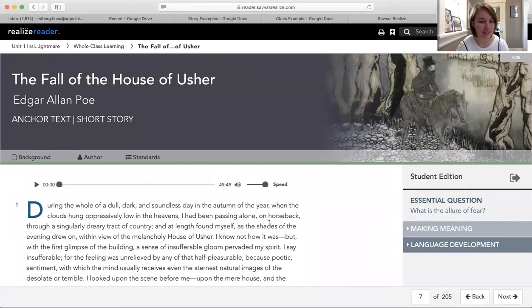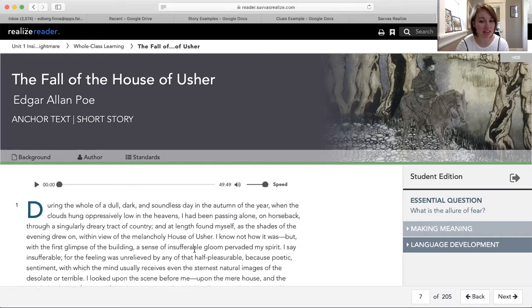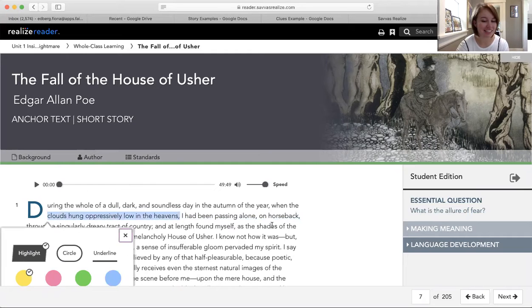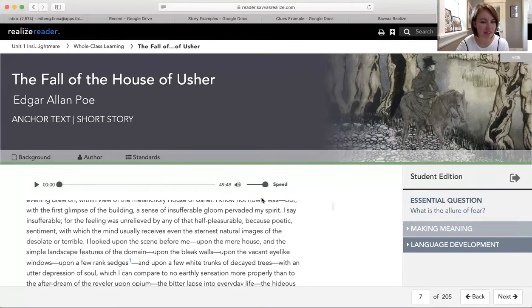I'll share my screen with you. And here is the text. Here are the 3 things that I chose to include in my drawing. At the beginning here, it says the narrator had been passing alone on horseback. So that's something that I picked up on when I read it. There were also clouds that hung oppressively low in the heavens. I picked up on that. And the last thing I decided to include in my drawing was some description of the house, which we actually have a lot of in this first paragraph.